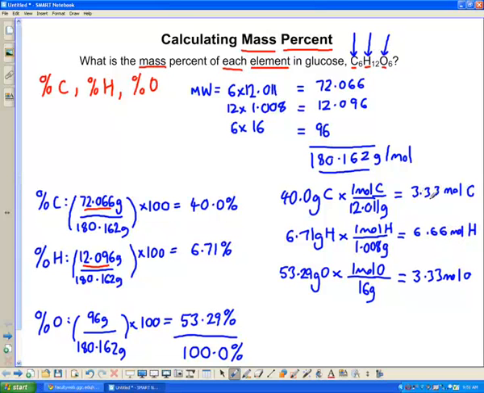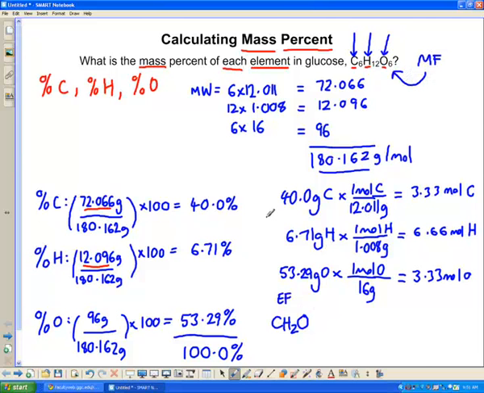So what we do is we take the smallest number, in this case 3.33, and divide all three numbers of moles through by it. So 3.33 divided by itself is 1. 6.66 divided by 3.33 is 2. And then 3.33 divided by itself is 1. This is called the empirical formula. MF means the molecular formula, not anything else. MF is the molecular formula.